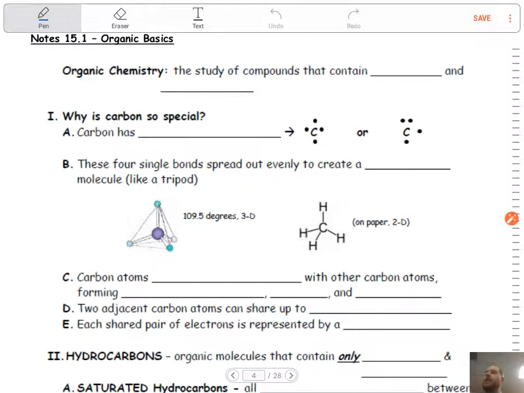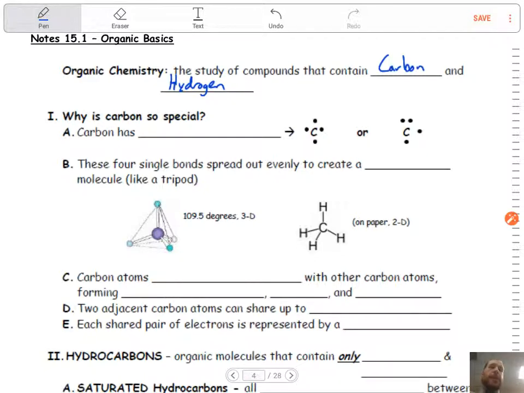Organic chemistry, guys, is the study of compounds that contain carbon and hydrogen. Now, we've talked about that term before. Those are called hydrocarbons, and we've talked about it when we talked about combustion reactions way back in December. So we're going to talk more about those in this unit as well. So why is carbon so special?